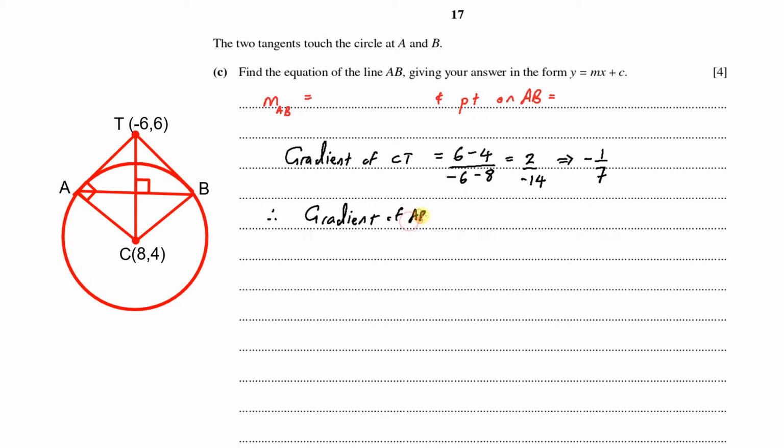And we get minus a seventh here for CT, which means that the gradient of AB should be the negative reciprocal of this. So that's going to be 7. So gradient of AB is 7 here.